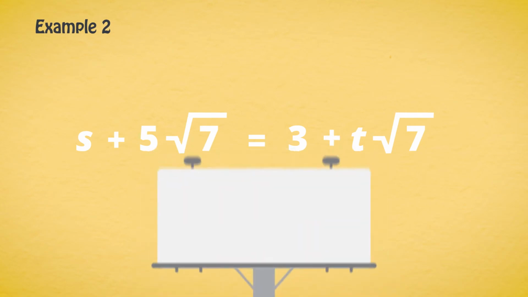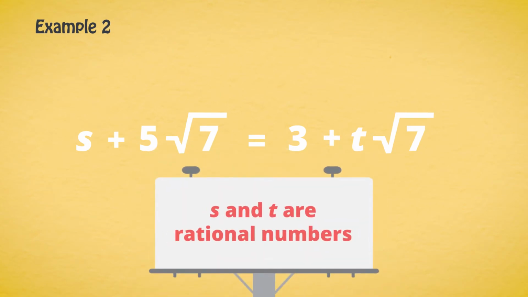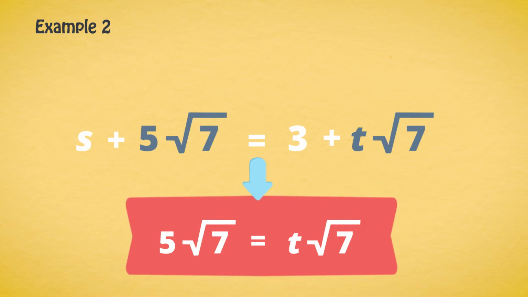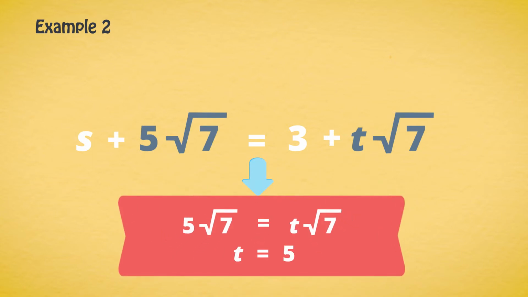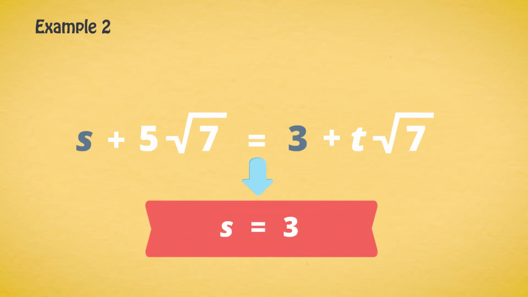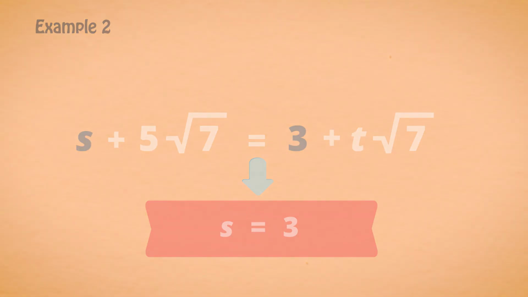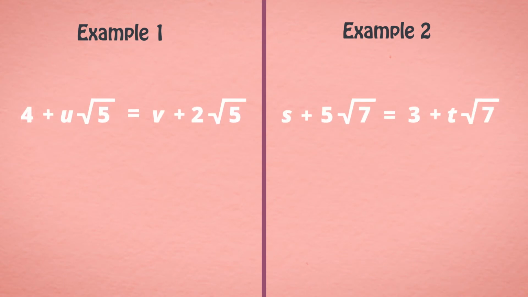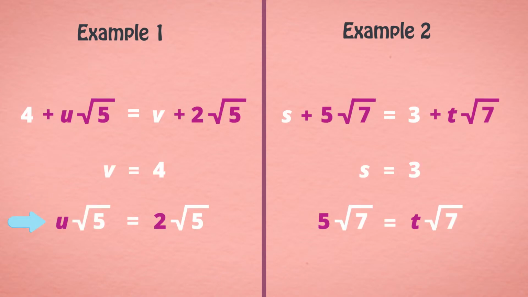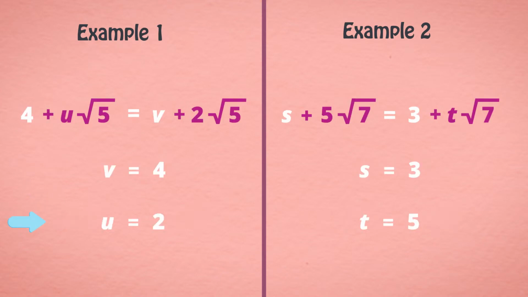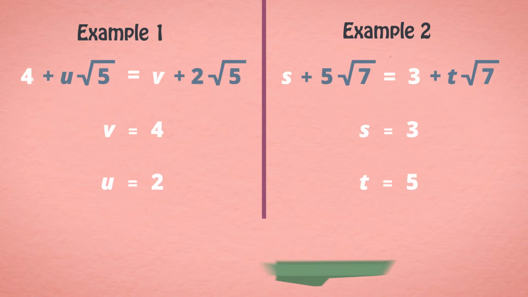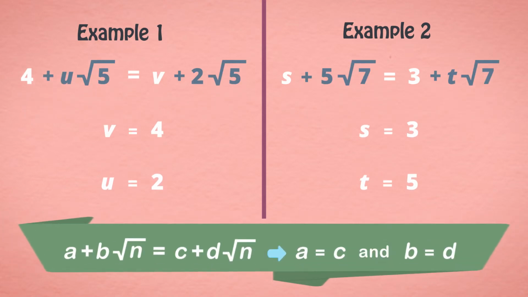Now, let's try a similar question. Like in the previous example, we can compare the coefficients of the only terms with surds to find the value of t and s2, since these are the only rational terms. From these two examples, can you see that we can equate the rational terms and compare the coefficients of terms with the same surd to find the values of the unknowns? This is the equality property of surds that we can use to find unknowns in the equations involving surds.